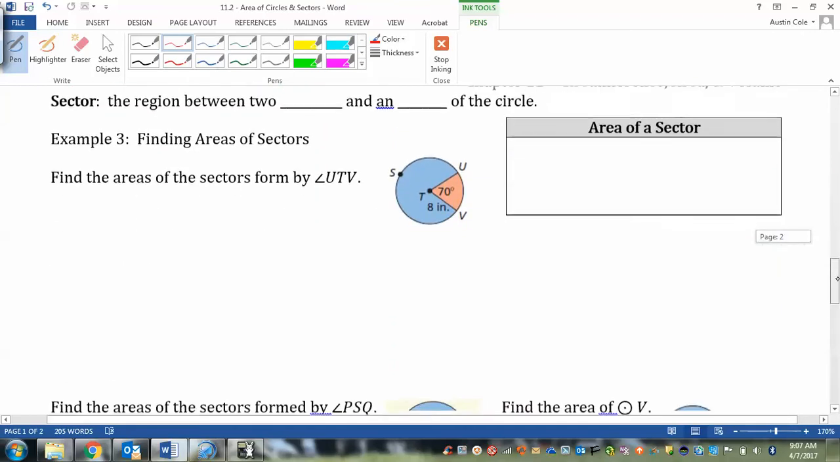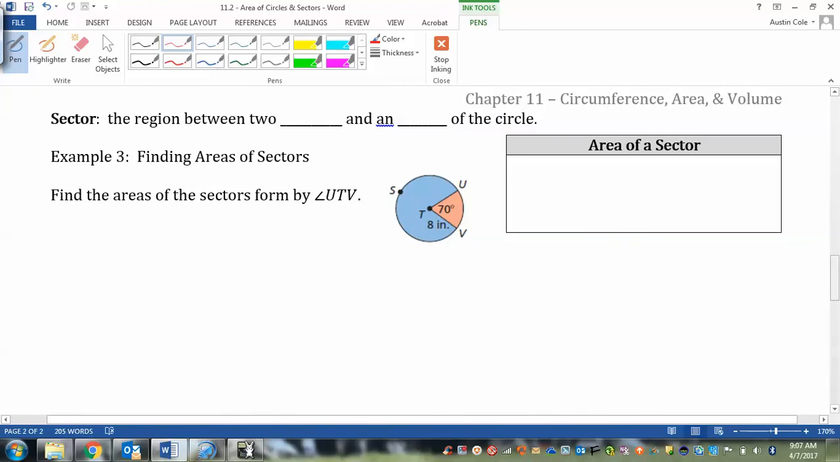Okay, top of the next page. Guys, just like we found circumference and then we found arc length, we're going to find area and then the area of a sector. Now, a sector is essentially a piece of the pie. It's a part of the area of the circle. A sector is a region between 2 radii and an arc of a circle. In my picture here, there'd be 2 sectors in this particular circle. One of the sectors is the red piece, the red part of the pie, and then the other one would be the blue one.